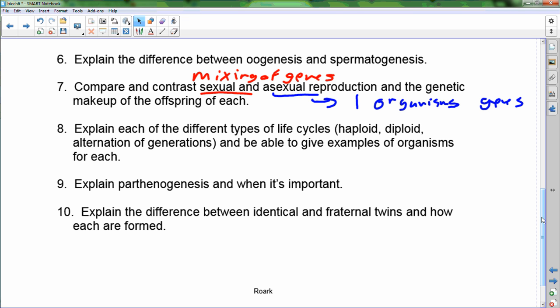Okay? And then finally, number 10 says, explain the difference between identical and fraternal twins and how each are formed. I didn't put it up there, but you should also know about half-identical twins. So remember, how are identical twins formed? Right, mitosis happens after the zygote is formed.